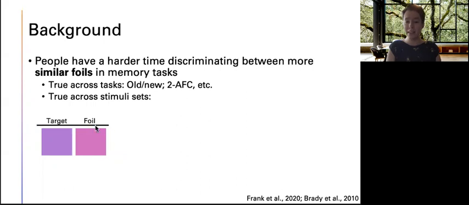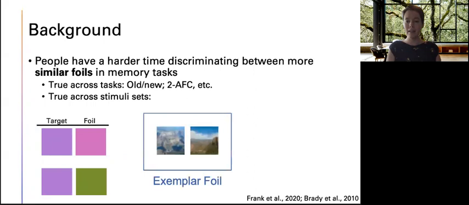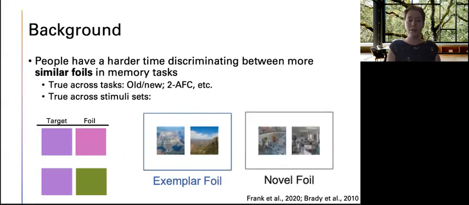Observers will often mistakenly believe they saw this item. On the other hand, however, when comparing this target with this dissimilar item, it suddenly becomes a very easy task. This has also been found for more complex high-level stimuli such as scenes. One example of this was in Brady et al. in 2010, who found that people are much worse when comparing exemplars of the same category in memory compared to scenes that are cross categories.